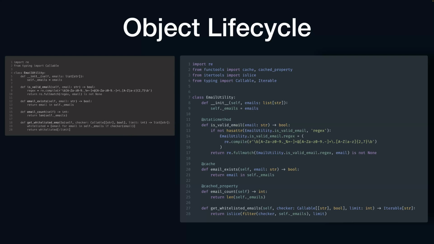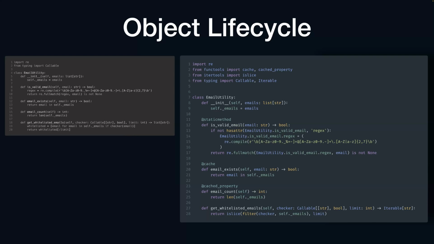Email exists, as I mentioned, can be cached, so we can use the functools cache decorator for that. And email count is not getting any input parameter, so it can be a cached property actually, depending on your preference. But cached property is a little bit more performance favored than using cache.